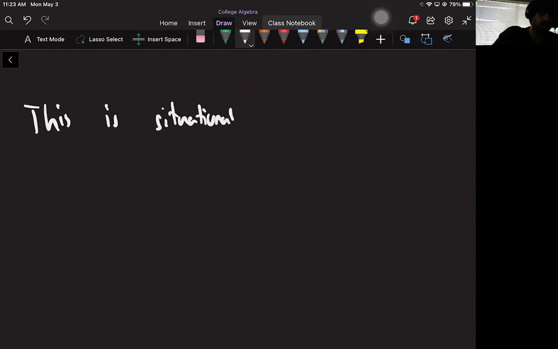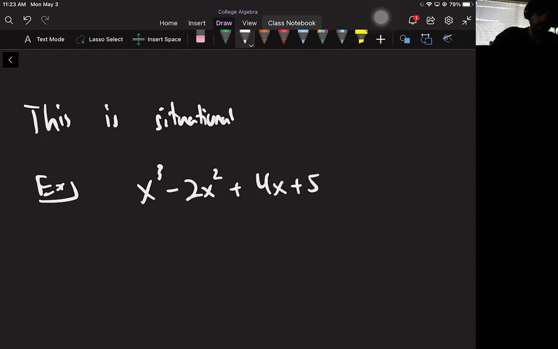So why is this very situational? Let's see that. Well, if I just do some random example, let's see why it works up there, but not always.